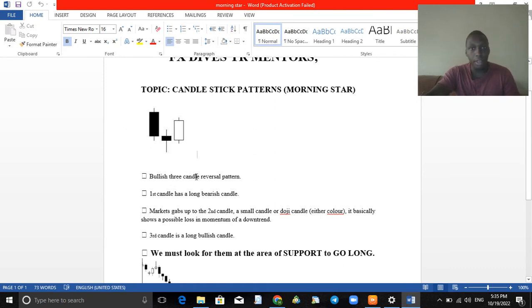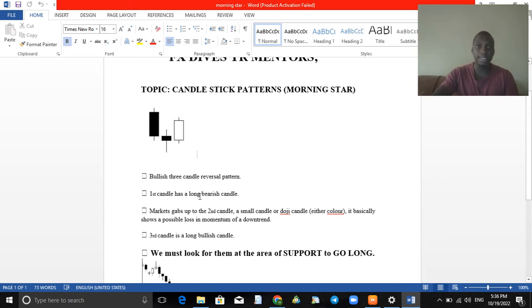Bullish three candle reversal patterns. Now, in the formation of a morning star, we have a bearish candle as the first candle, and the middle candle must be a little bit like a doji or a spinning top, plus another bullish engulfing candle engulfing this second bearish candle. So this is the formation of the morning star.